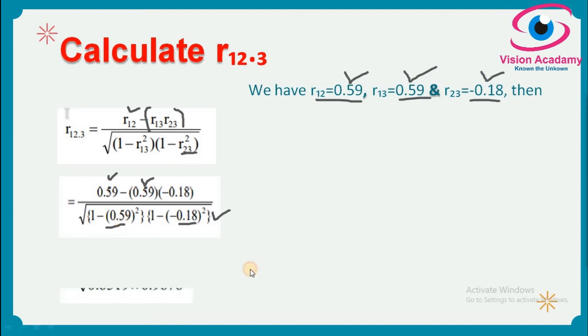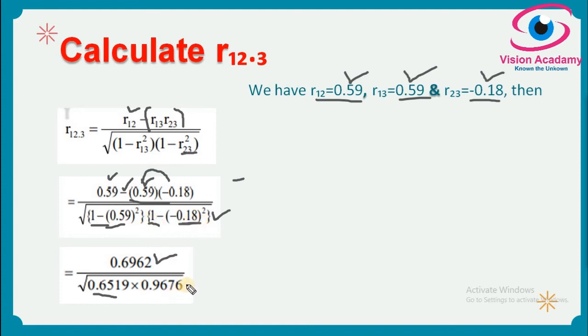For the next step, I will simplify this. So I will multiply 0.59 into minus 0.18. I will get a minus value. So minus into this minus, plus. Minus into minus plus, so the 0.59 into something I got here will be added. For the next step, I will get 0.6962, and in the denominator 0.59 into 0.59, and that will be subtracted by 1. Then I got 0.6519, and here minus 0.18 into minus 0.18, the result will be subtracted by 1.